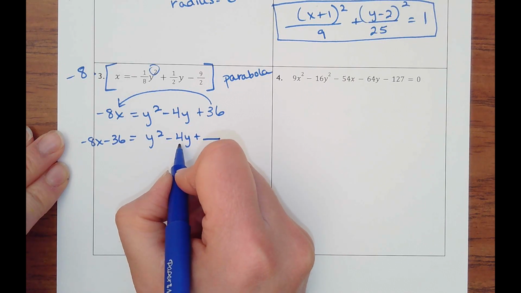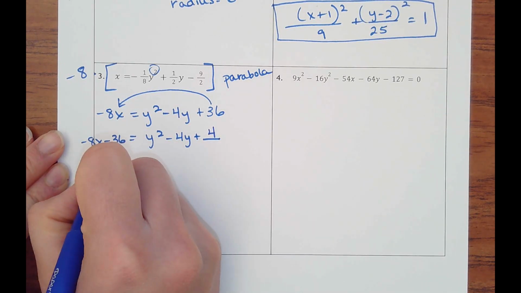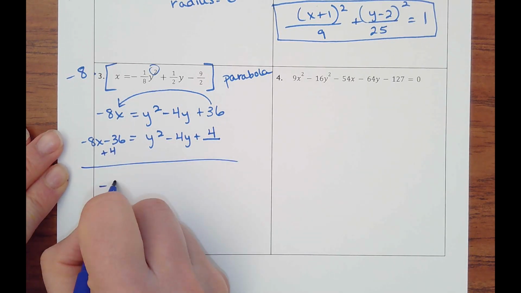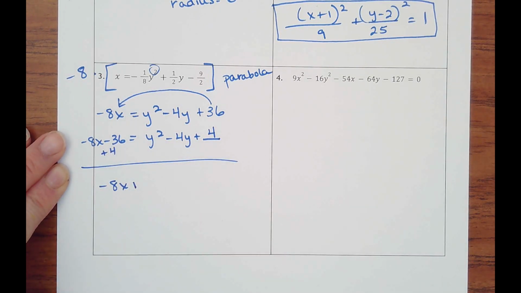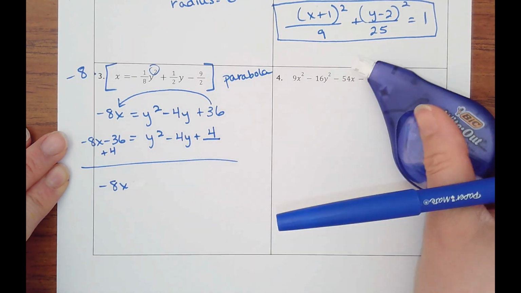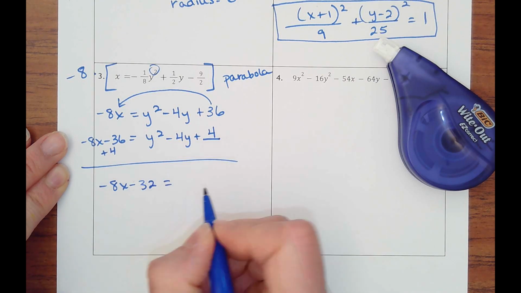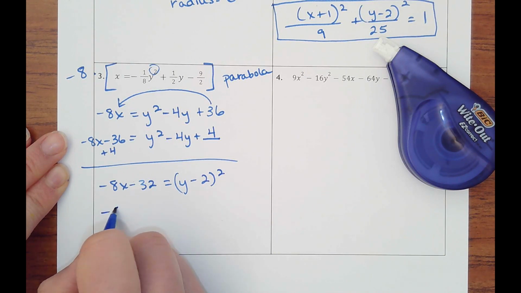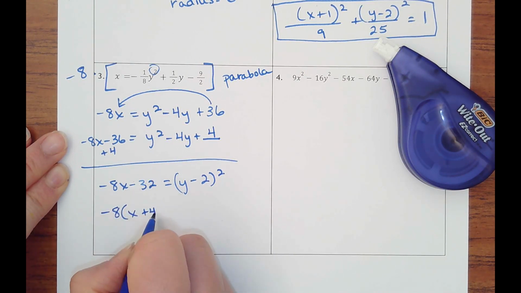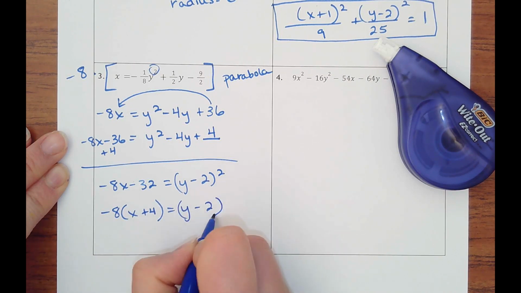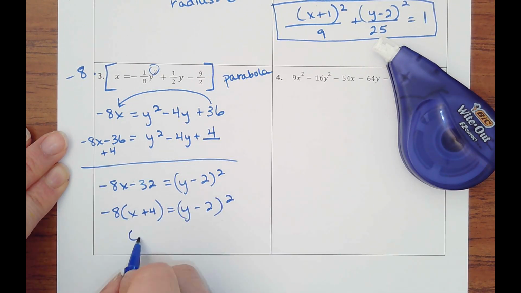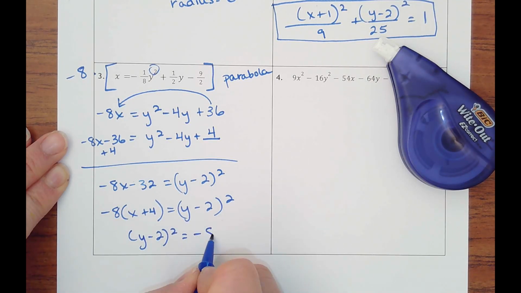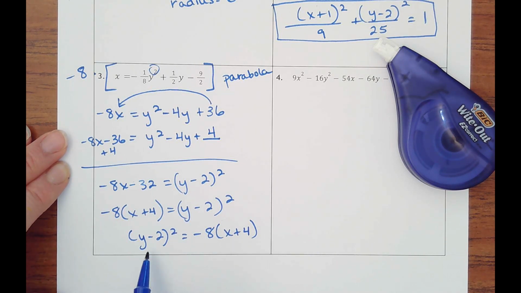Negative 4 divided by 2 is negative 2 squared is 4. So I also need to add 4 over here. That would become negative 8x, not plus, minus 32 equals y, factor y minus 2 quantity squared, and then take out your negative 8, so it'd be times x plus 4. They'll take it like this on Delta Math, but if you'd rather flip-flop your sides, you can have y minus 2 quantity squared equals negative 8 times x plus 4. Since y is being squared, that tells me that it's going to open left or right. And then it's negative, so it would open like this.